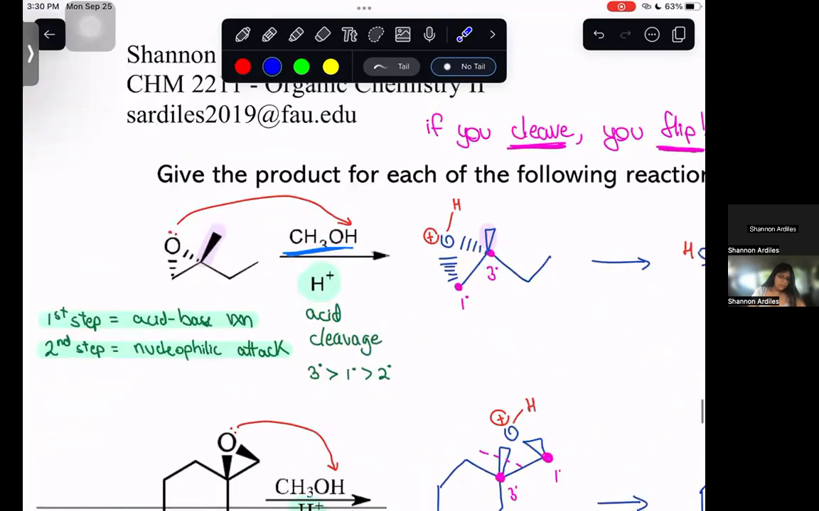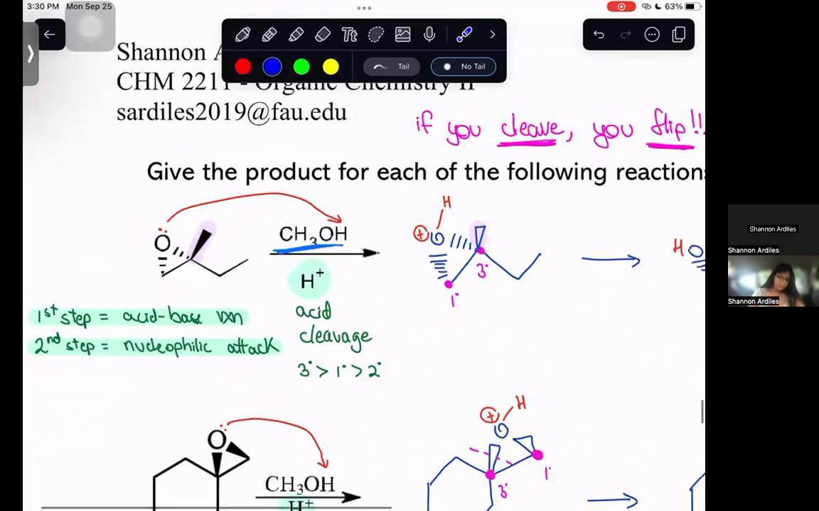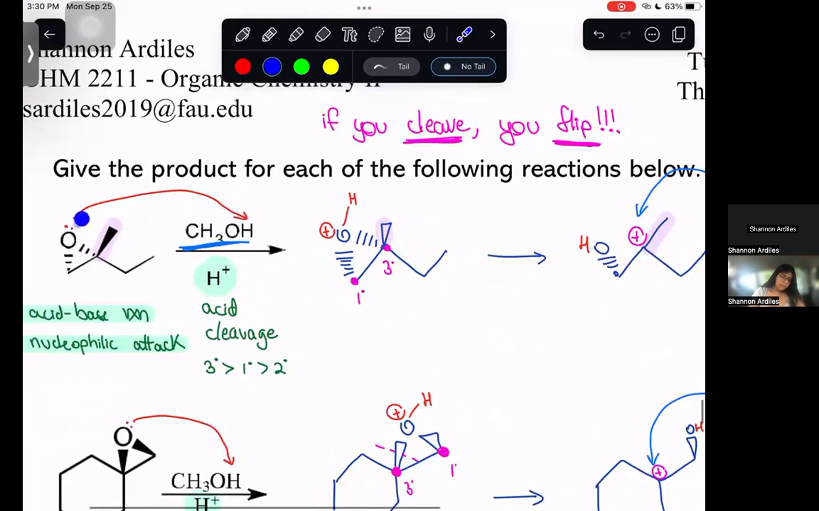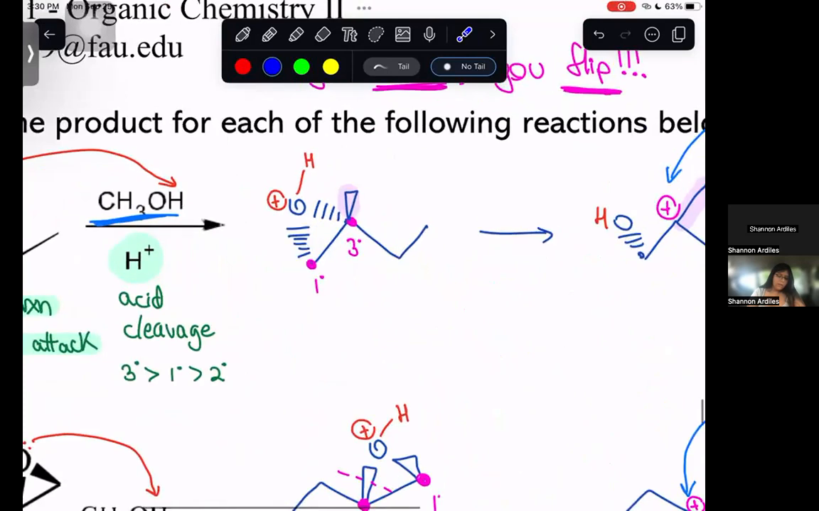But in this case, we have an acid cleavage. First of all, you're given an H plus in there, so that's how you know you're doing an acid cleavage. And then, very first step, we know acid-base reaction. We made that OH into a really good leaving group. And now we're comparing a primary versus a tertiary carbon. What's going to be preferred to be cleaved? In this case, it's going to be the tertiary carbon. So that means that we're going to be cutting this bond over here, the tertiary one.